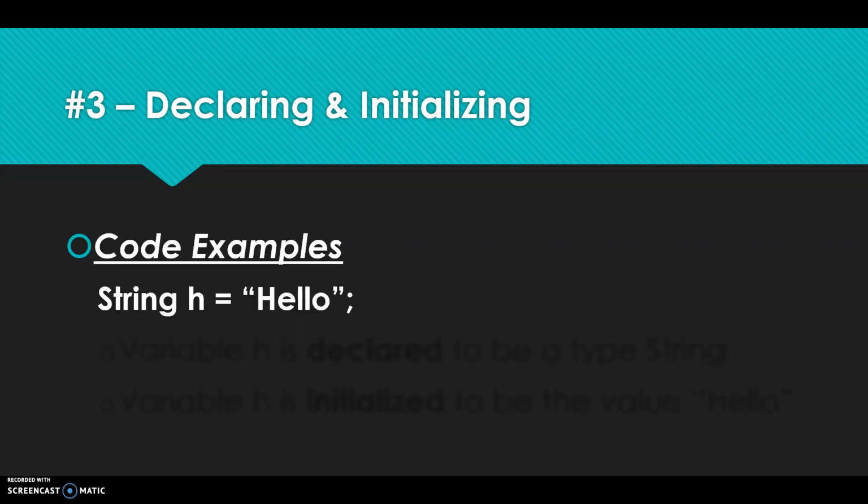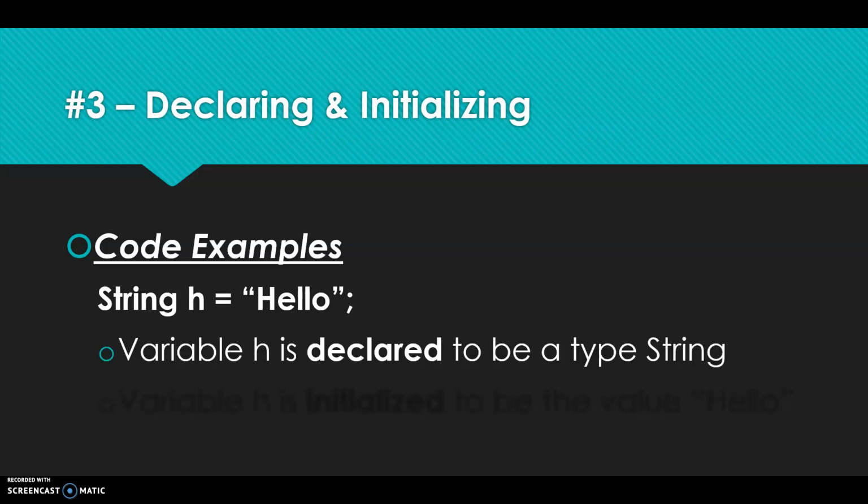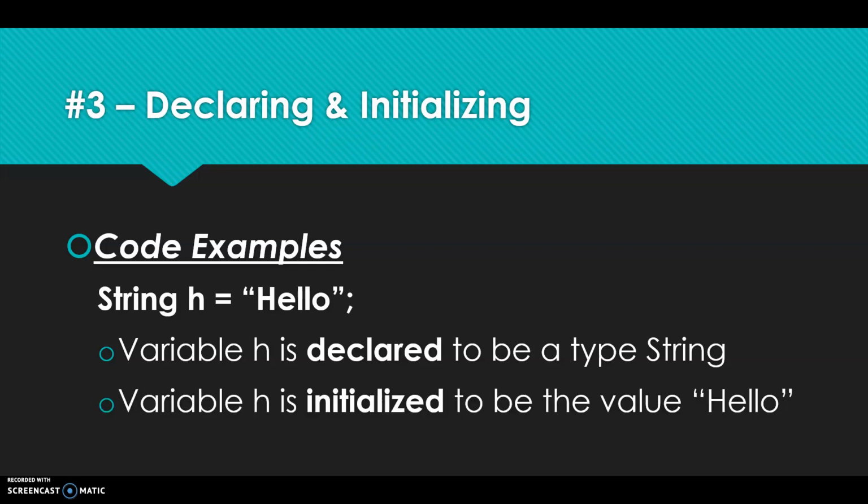If I'm using a string variable, I say String h equals hello, and notice my String is a capital S. Int and double are lowercase and char is a lowercase c. String is always going to be uppercase. The variable h is declared to be a string type, so I'm saying that I'm going to store something in a variable named h that's going to be strings, and then it's initialized to the value hello.